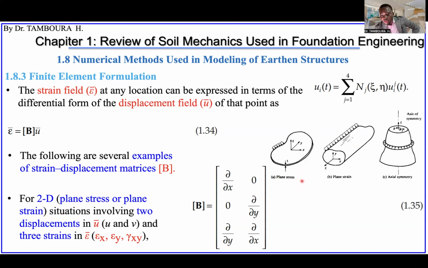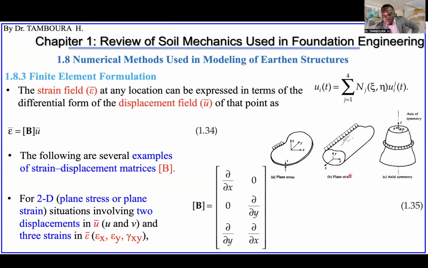We have plane stress, plane strain, and axisymmetric conditions. What is plane stress? What is plane strain? What is axisymmetric? Plane stress means if on this plane, for example, the stress doesn't change on the Y, on the Z axis.